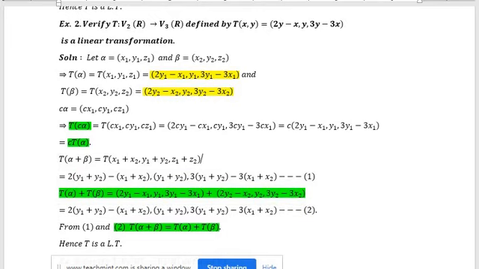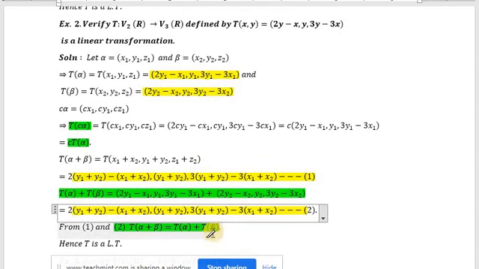Now observe equations 1 and 2. Are they the same? Yes, they are equal. Therefore, from 1 and 2, it implies that T of alpha plus beta is equal to T alpha plus T beta. See, we have proved T of c alpha is equal to c into T alpha, and T of alpha plus beta is equal to T alpha plus T beta. Hence, the two conditions of the linear transformation have been satisfied by the mapping T. Hence, T is a linear transformation.